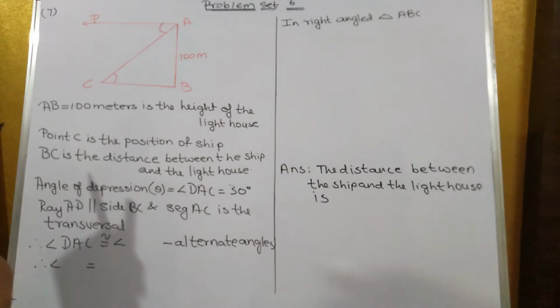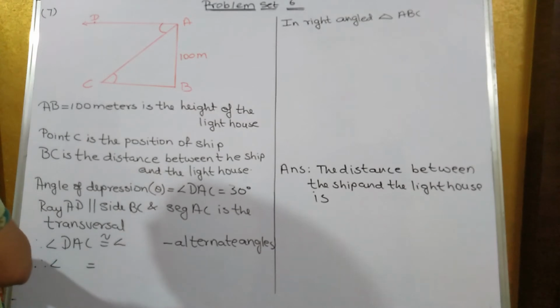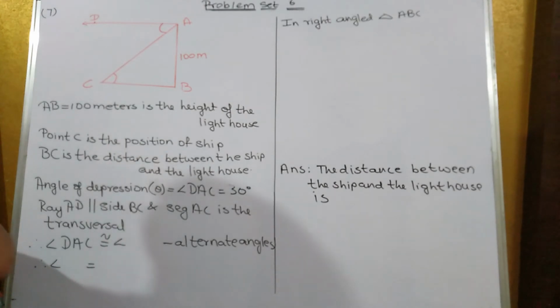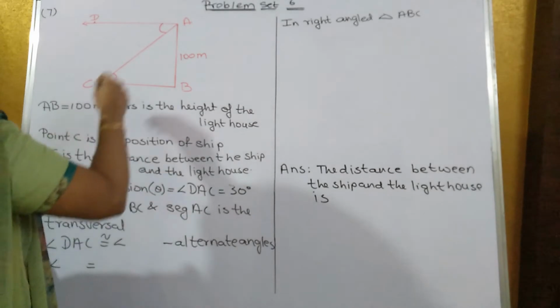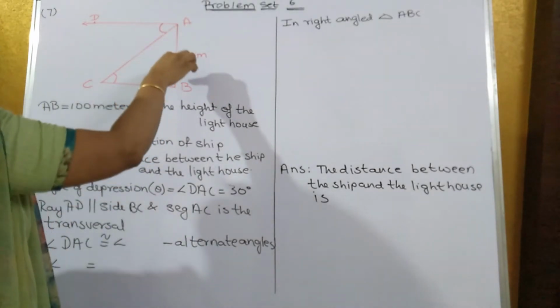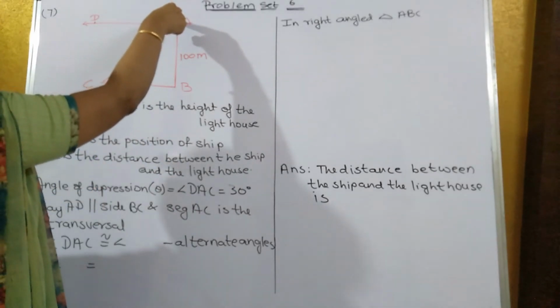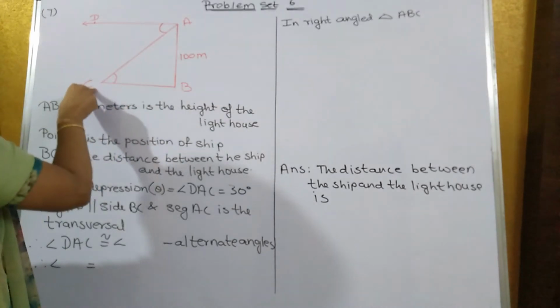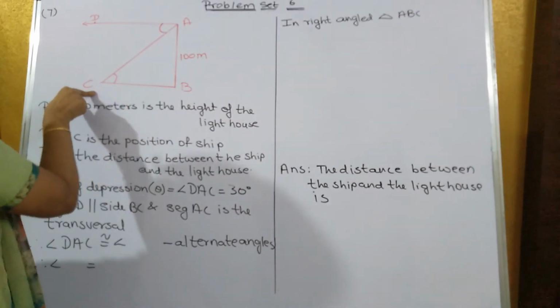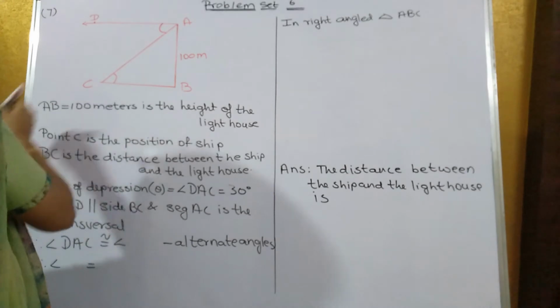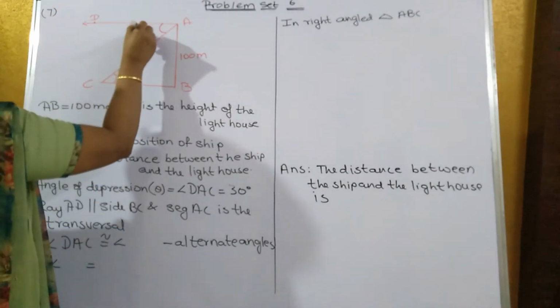Now the 7th sum of problem set 6. They have given, from the top of the lighthouse an observer looks at a ship and finds the angle of depression to be 30 degree, and if the height of the lighthouse is 100 meter, then find how far the ship is from the lighthouse. So AB is a lighthouse and the height of the lighthouse they have given is 100 meter. From the top of the lighthouse an observer looks at the ship which is at position C. So the ship is over here, so the observer is looking at the ship at point C and makes an angle of depression. Since he is looking from the top to the bottom, the angle of depression will be how much?